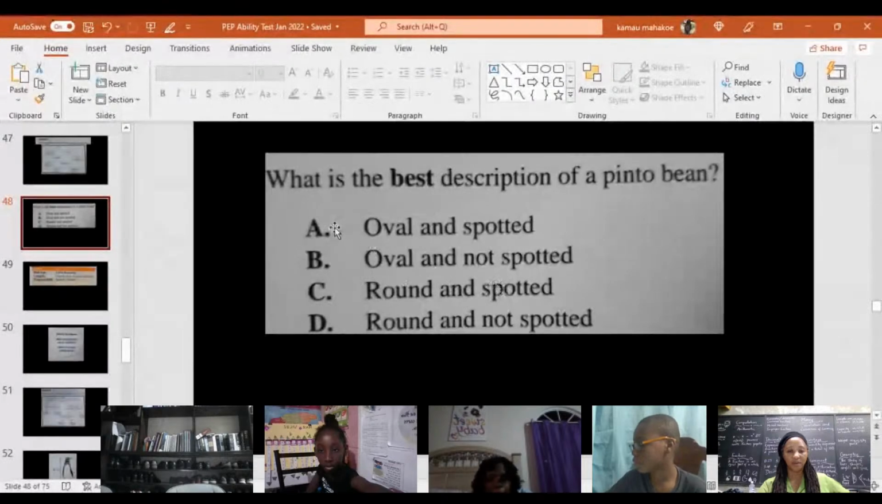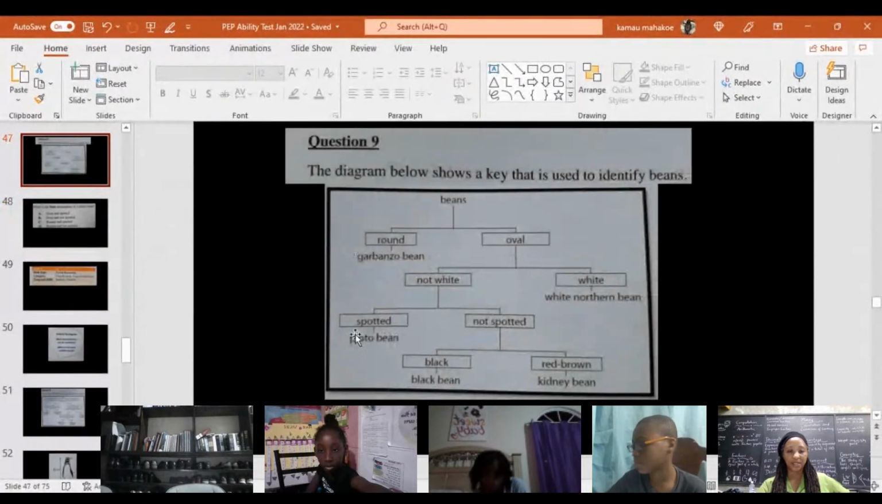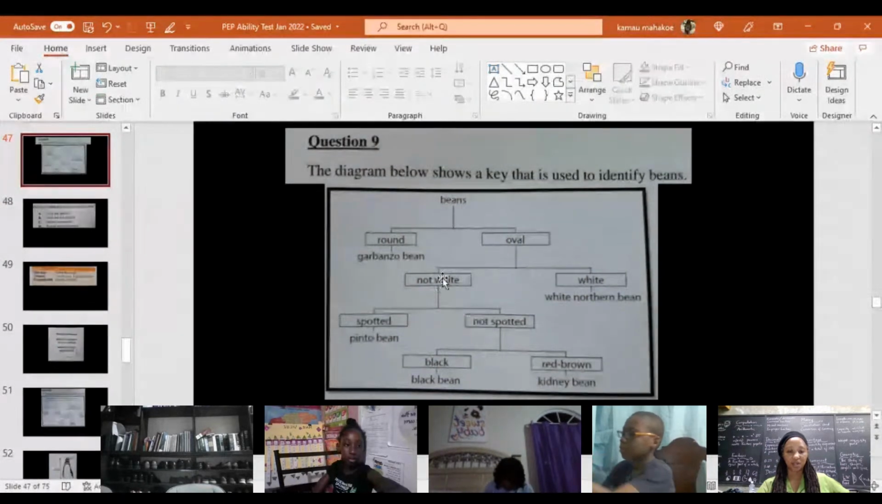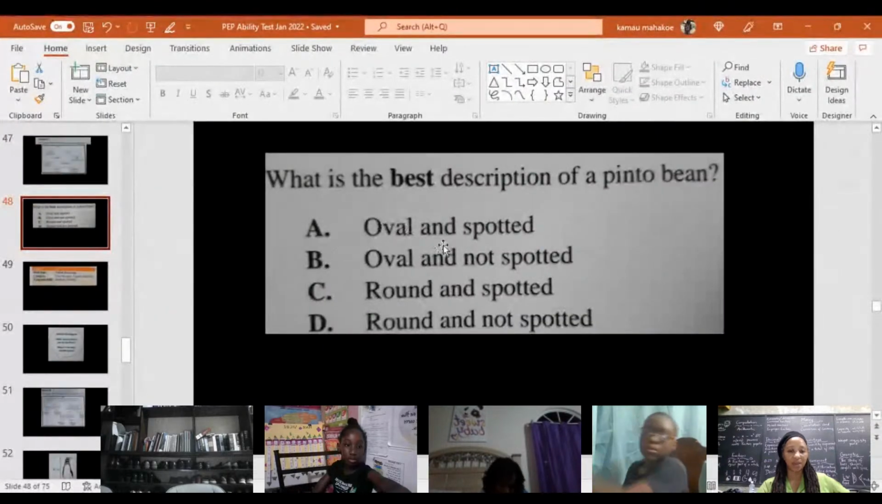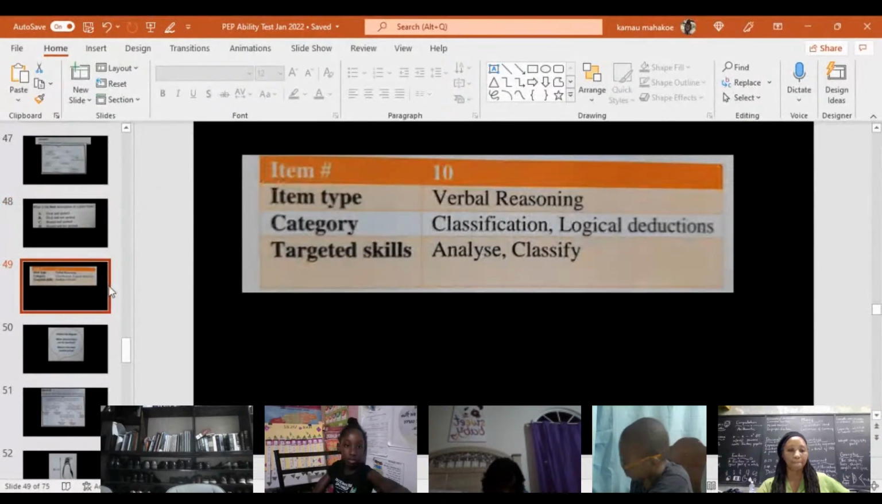All right, so let's look. So oval and spotted would be A. All right, so pinto bean, we know it's spotted. It comes under spotted, and it also comes under oval. So that is correct. So it's A, oval, and spotted.